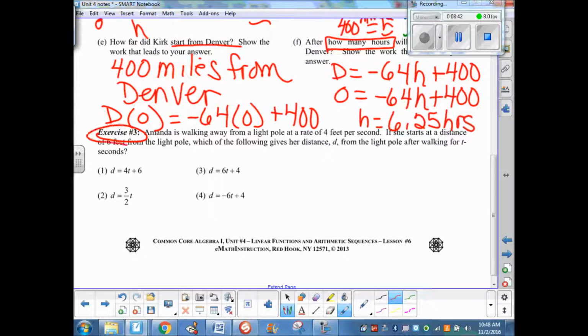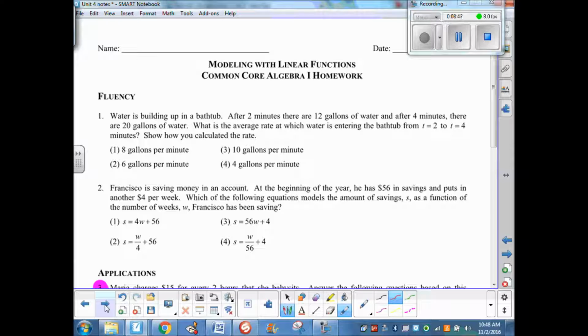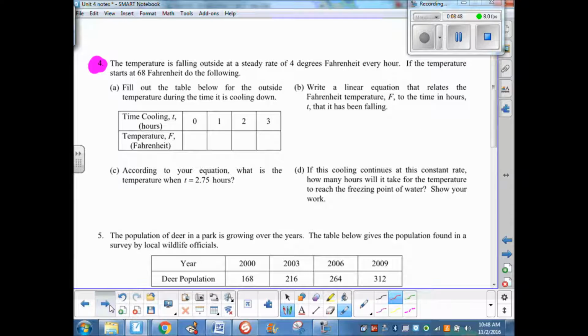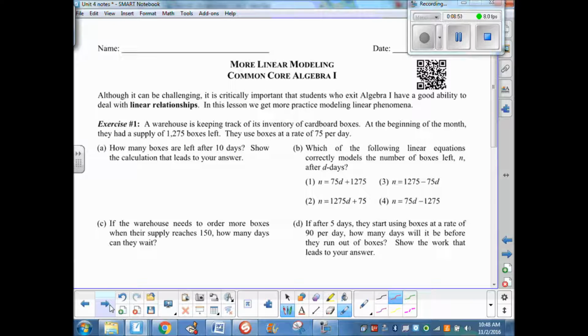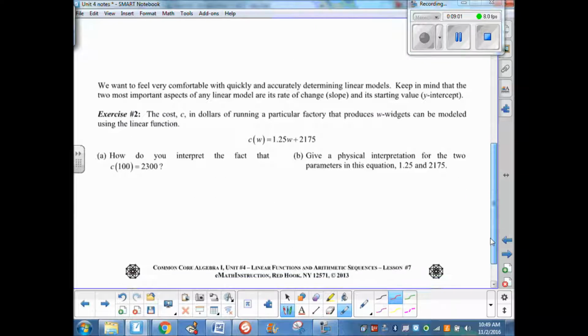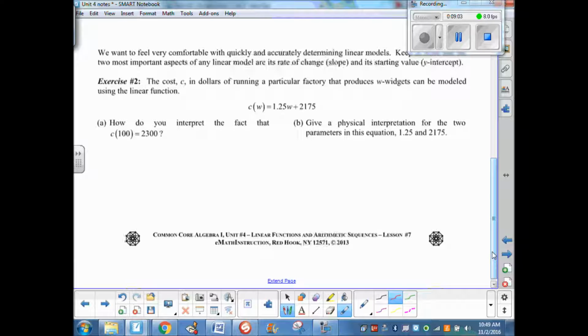You guys are going to do question 3. So let's go ahead and hop over to lesson 7. So more modeling. This is more of the same thing. And we are going to do question 2. You do not have to do question 1 on here. We are going to do question 2 together.